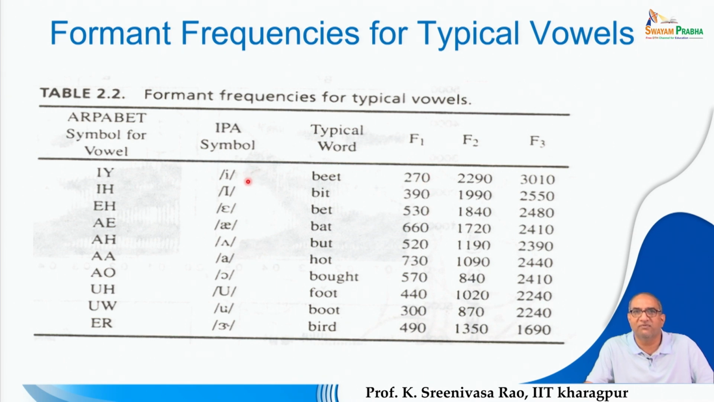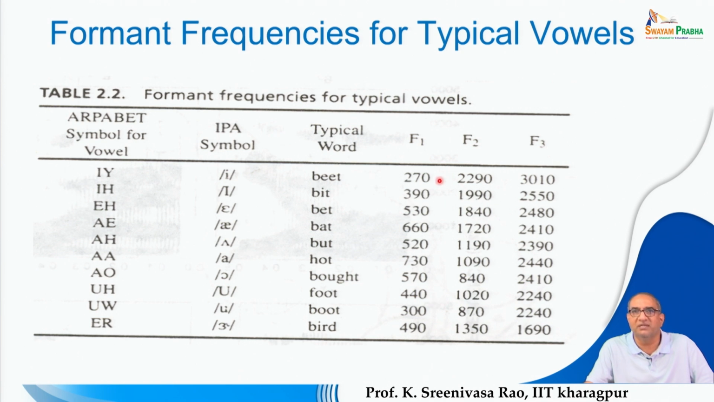If you observe the front vowels, the difference between F1 and F2 is very large. F1 is very small and F2 is a bit higher. As the tongue hump moves towards the middle and going towards the lower side, you can see the difference between F1 and F2 is not much, it is less.